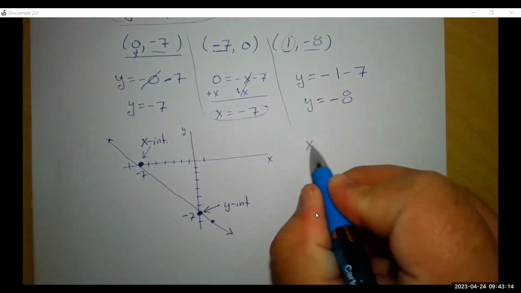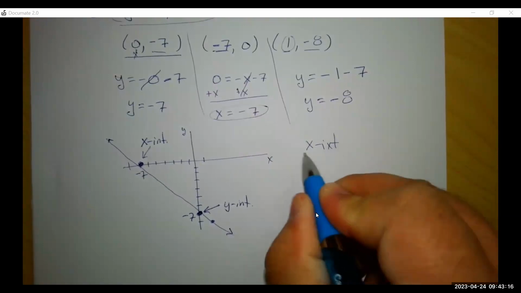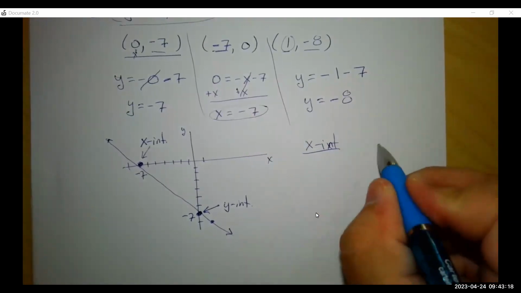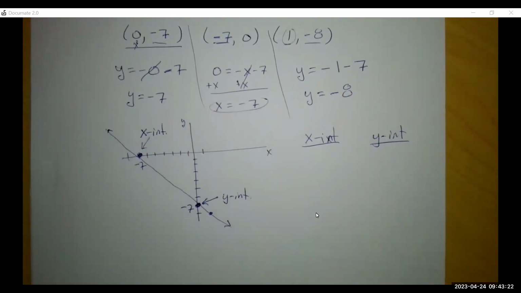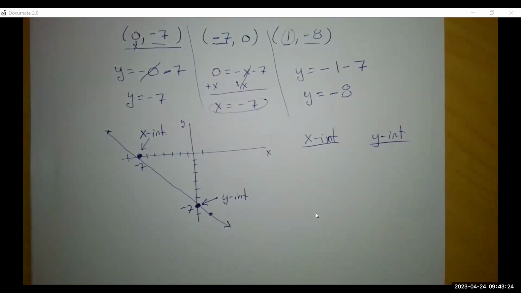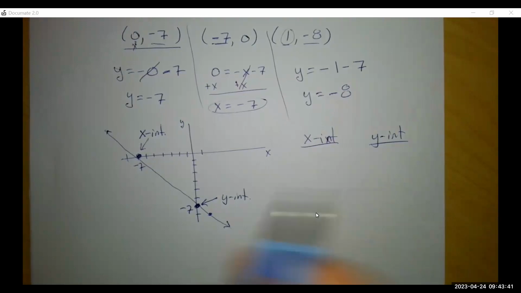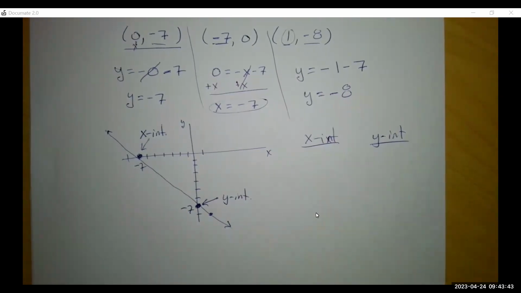So what does an x-intercept mean from your notes? And what does a y-intercept mean? How do we find them? What's the location of the x-intercept?